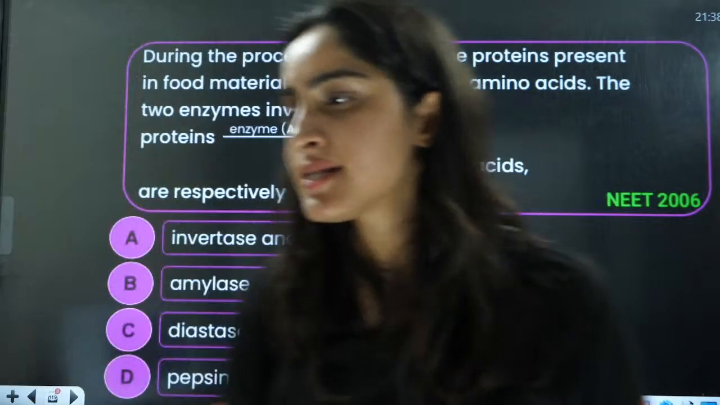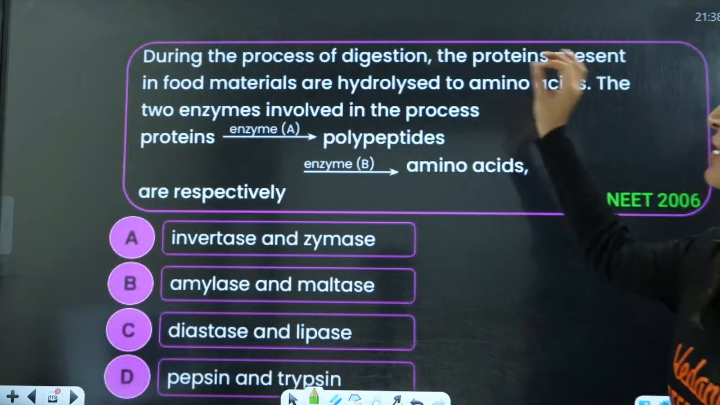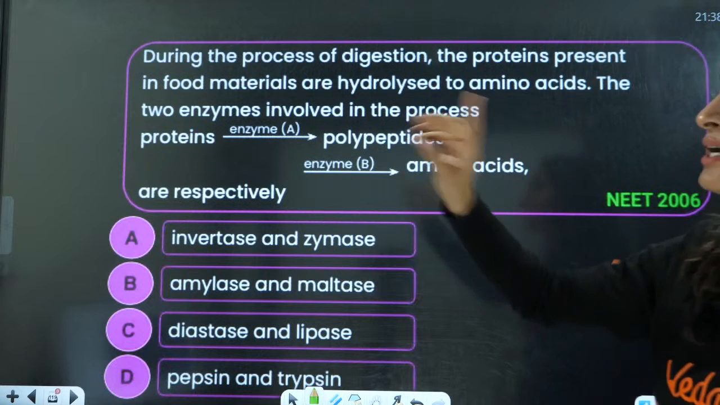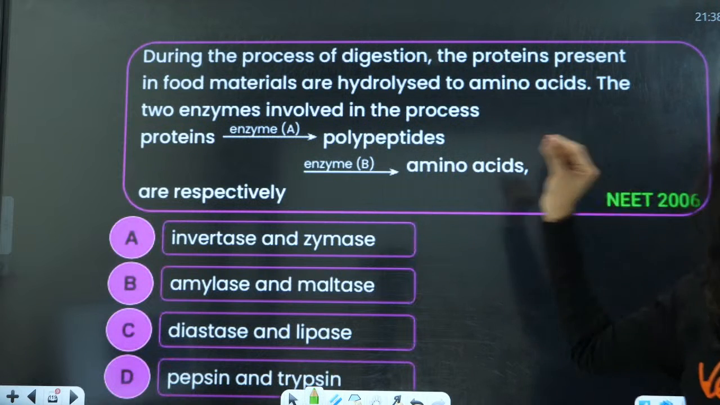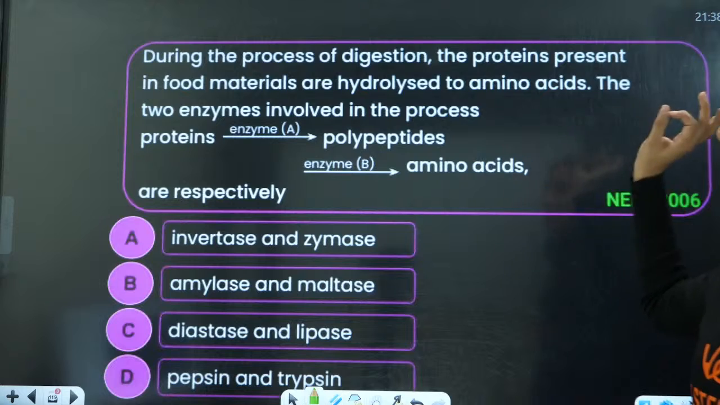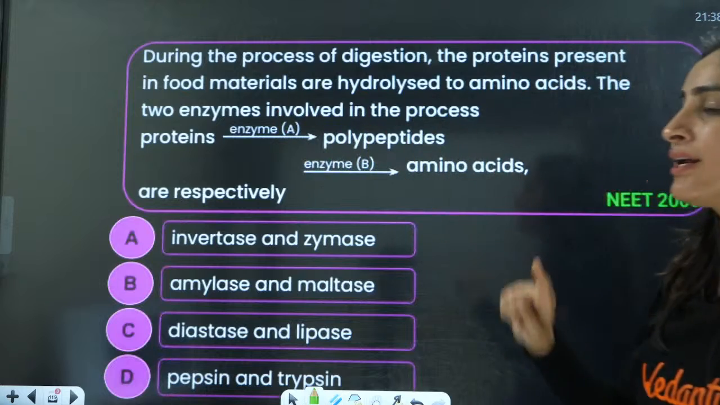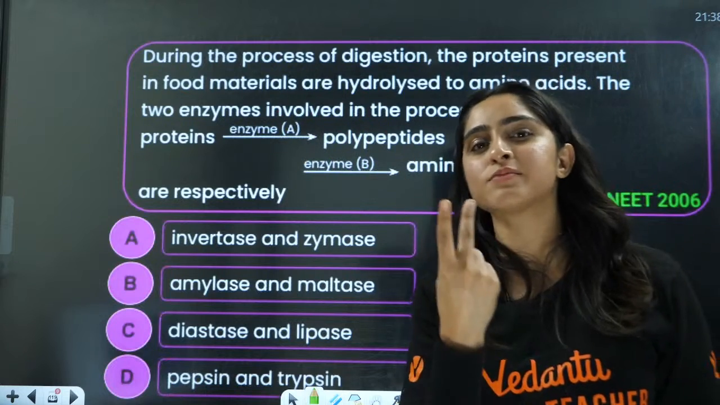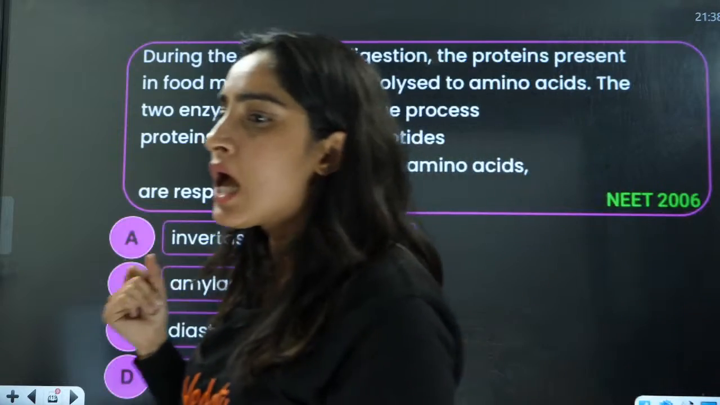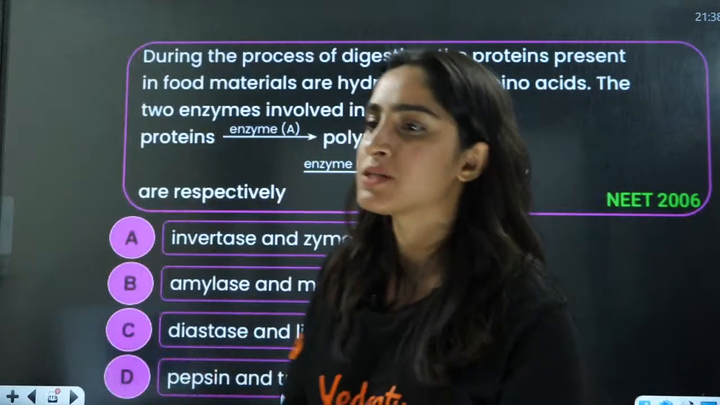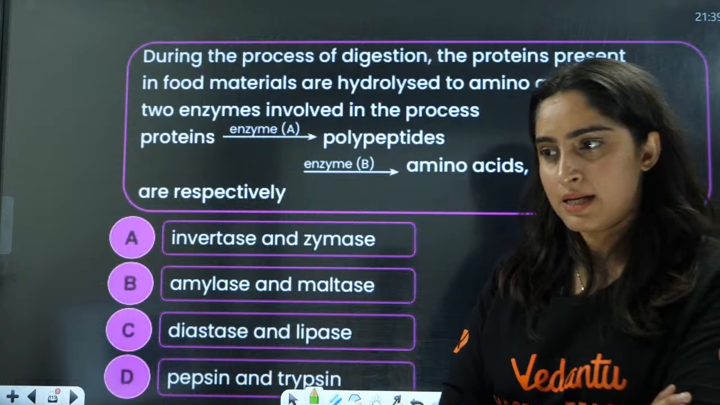Everybody here. During the process of digestion, the proteins present in food materials are hydrolyzed to amino acids. We have two enzymes that are involved in the process.